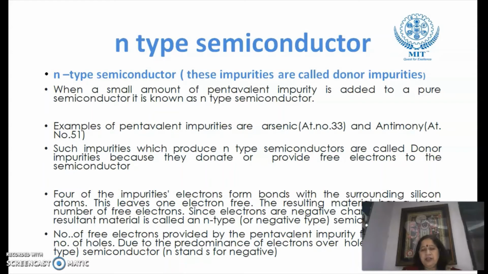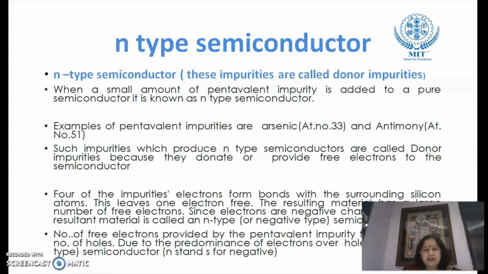So 2, 8, 18. It becomes 28 plus 5 electrons in its outermost orbit. Similarly for antimony also, there will be 5 electrons in its outermost orbit. Such impurity atoms, since they are donating free electrons, are called donor impurities. 4 electrons of the impurity atoms will form 4 covalent bonds, as we have just seen, with the neighboring silicon atoms, and each impurity atom will contribute 1 free electron.